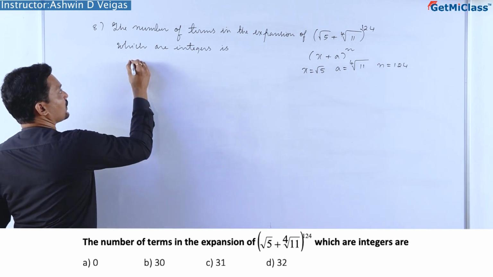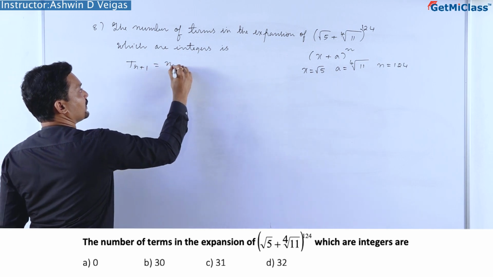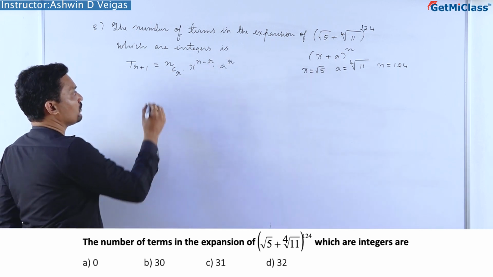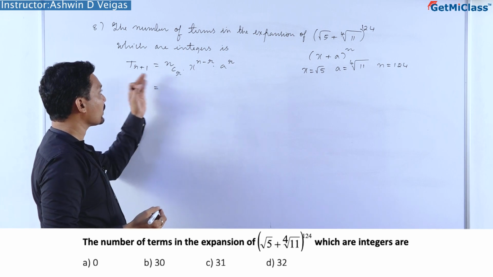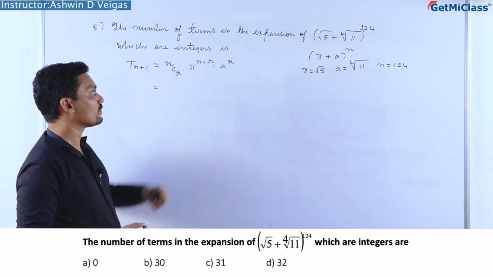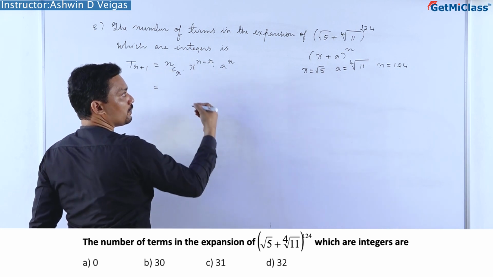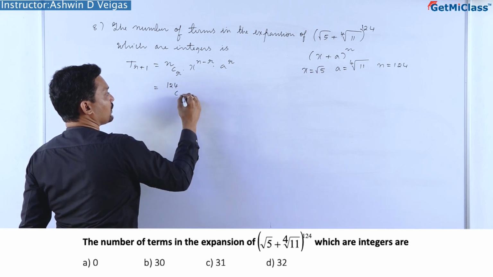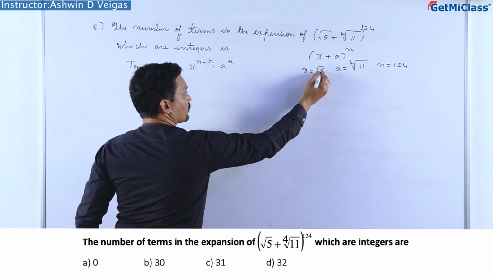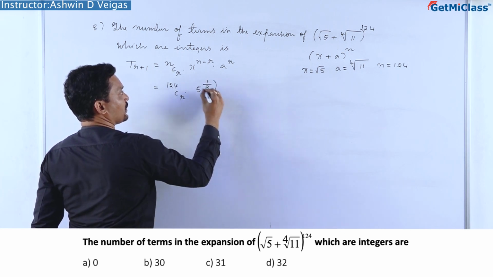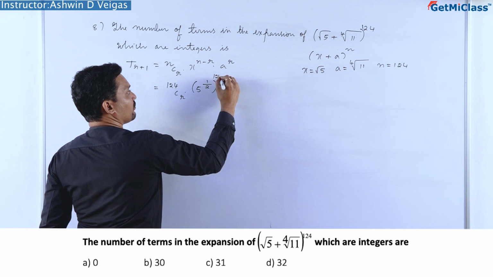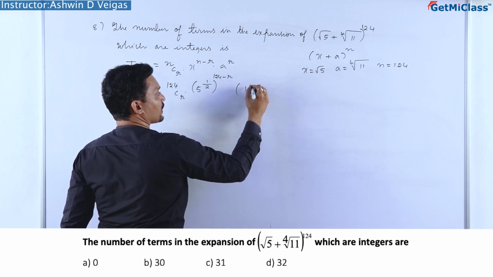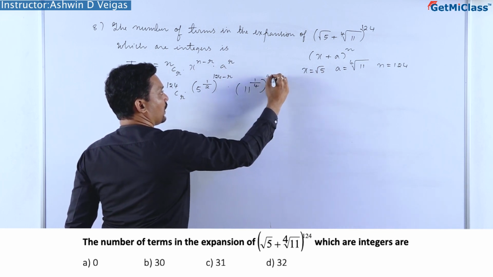Now if you substitute here, T(r+1), the formula is nCr x^(n−r) a^r. So this is the formula. Now we don't know what r is here. r is what decides the answer for the question. So other than r, we will substitute everything. n is 124, so 124Cr into x, which is √5. Now this √5 I can write as 5^(1/2), so (5^(1/2))^(124−r), into a. Now a is ⁴√11, which you can write as (11^(1/4))^r.